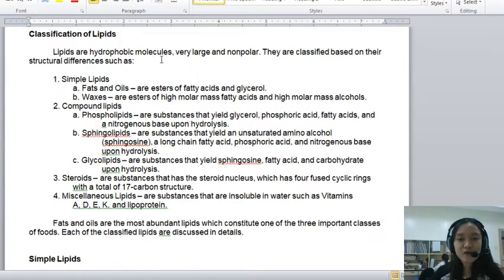Lipids are hydrophobic molecules, very large and non-polar. Okay, ito yung mga classifications, sila based on structural differences. So these classifications are based on the differences in their structure. For simple lipids, you have 2 types: fats and oils, and waxes.